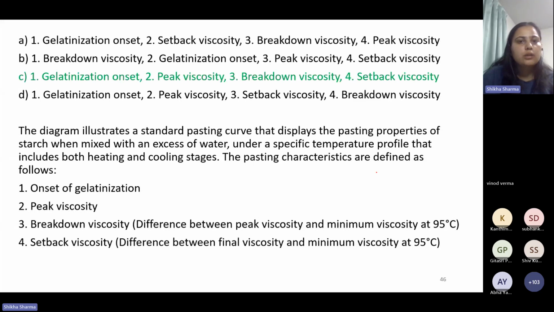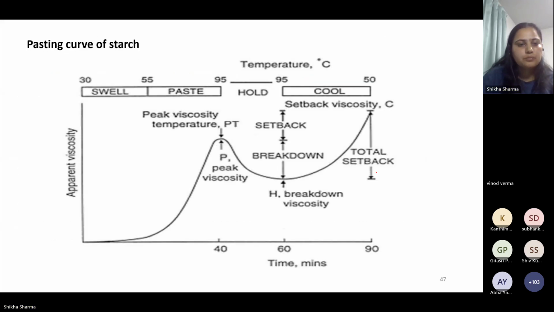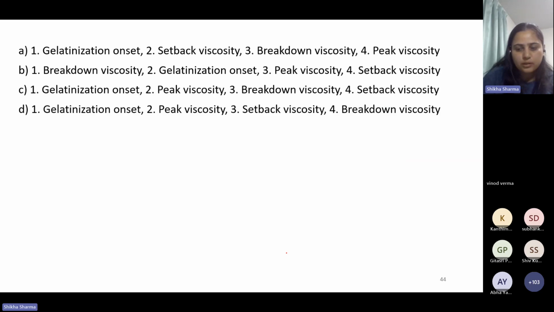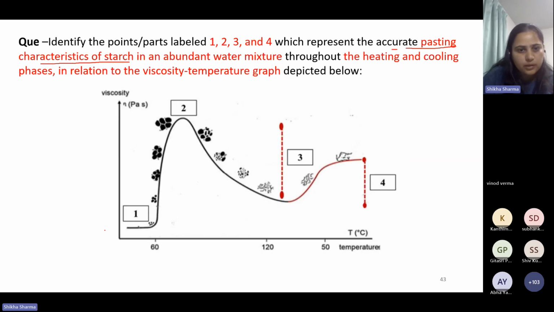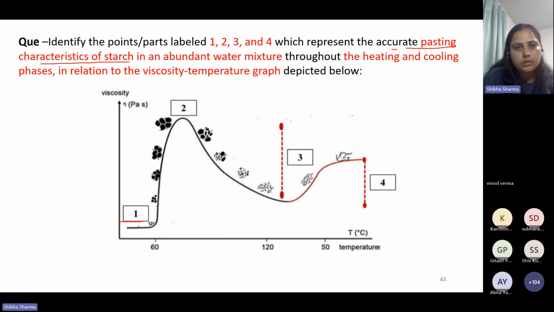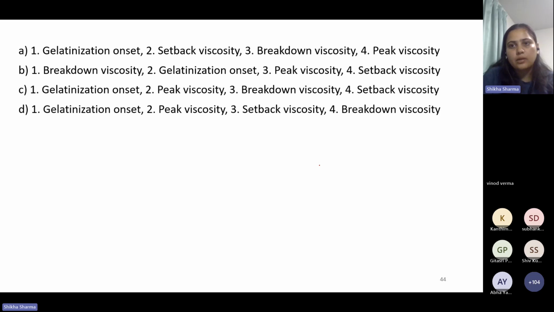First is the gelation. This is the gelation point. Then peak viscosity. This is the peak viscosity we get. Then here is the breakdown viscosity. And last we get the setback viscosity.